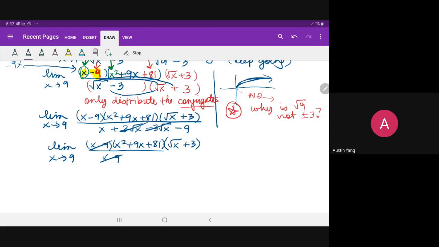Those cancel, and what I actually got rid of is the zero. So I got rid of the reason it was 0 over 0, and now I can figure out what the rest is. So I'm going to substitute the 9 in to all the spots, and I get 9 squared plus 9 times 9 plus 81, and then radical 9 plus 3. So that's 3 plus 3, which is 6 times.